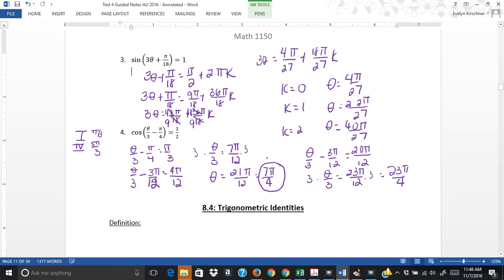So let's just see how that relates to 7 pi over 4, is it the same thing or something different. If I look at 23 pi over 4, it actually is equivalent to 7 pi over 4 because I can subtract 8 pi over 4, that's 2 pi, right? That gives me 15. If I subtract again, I get 7. So it's the same answer. So I really only have one answer that solves this equation.